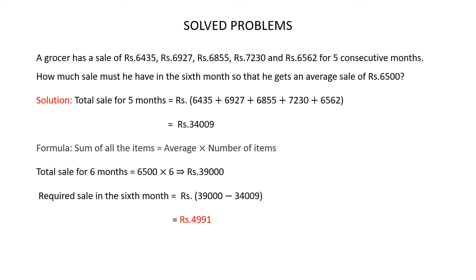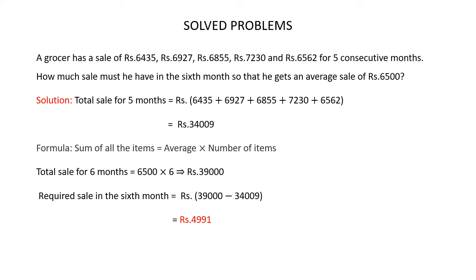Now we know that sum of all the items is equal to average multiplied by number of items. So here we are given that the average for 6 months is 6,500. So the total sale for 6 months is the average for 6 months multiplied by number of months, which is 6. That is 6,500 multiplied by 6, which gives us 39,000. So the total sale for 6 months is 39,000.